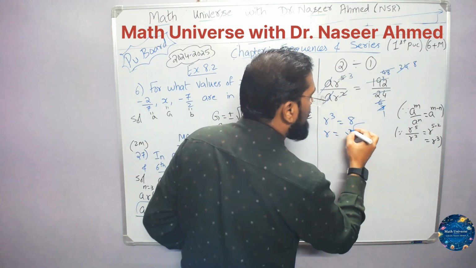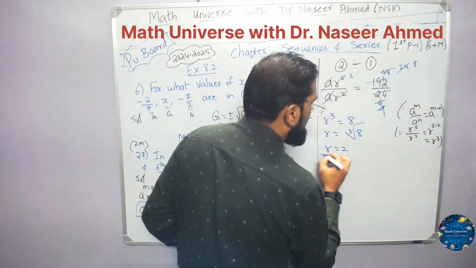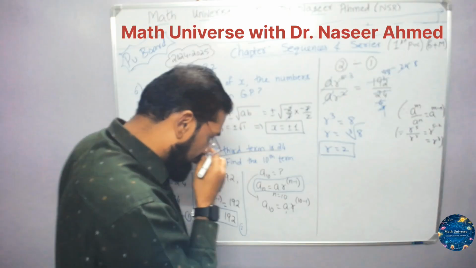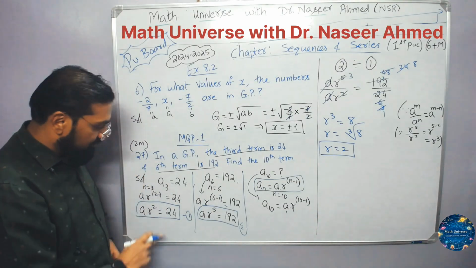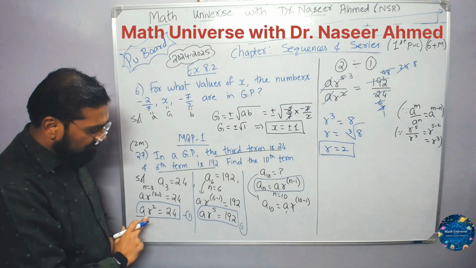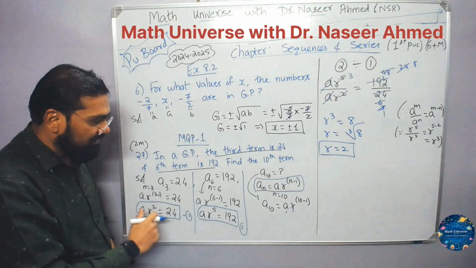What is the cube root of 8? 2. Only real roots we want. Now I also want the a value. So either I can put in equation 1 or 2. I will put in 1 because here the expression is smaller, so my simplification will be smaller.